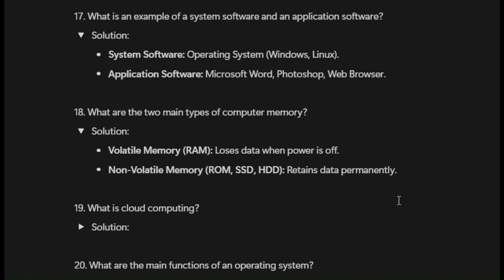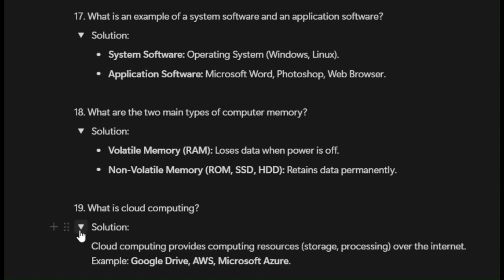Now, what is cloud computing? Cloud computing is used, for example, when I need to back up my data using the internet. For example, I use Google Drive. Google Drive is cloud computing using the internet and helps me put my data on it. Cloud computing provides computing resources, storage, or processing over the internet, for example, Google Drive and Microsoft Azure.